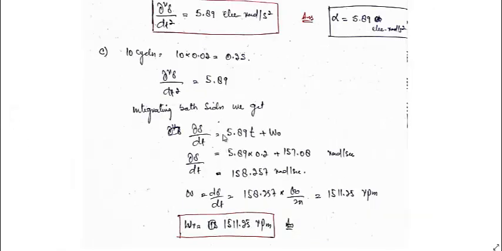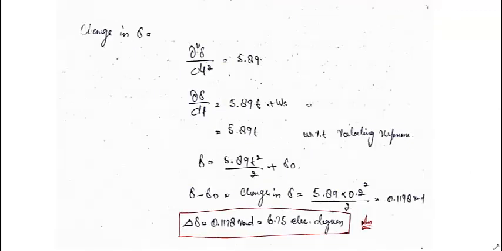So this would have been the rate of change of delta. This is not the change in delta, which I have already told you, d delta by dt. This is the rate of change of delta. So you need to be sure about that. We are only asked to find out the change in delta, not the rate of change of delta. So please take care of this.